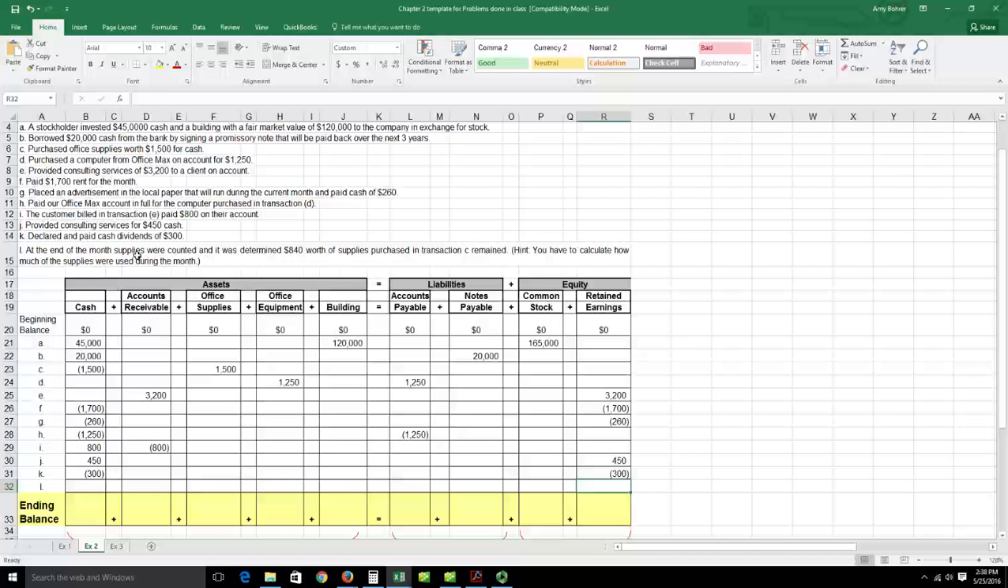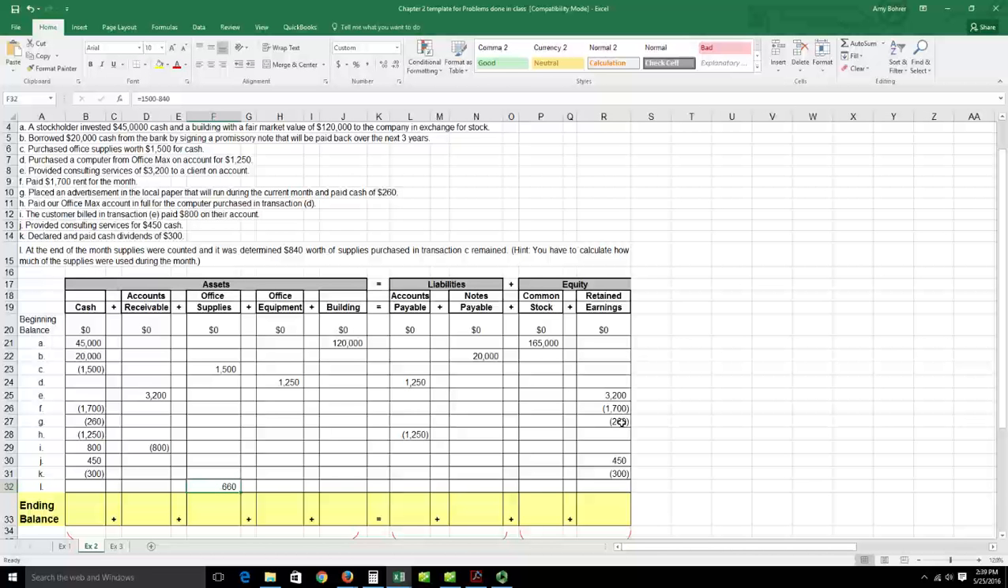And then the very last one says at the end of the month, supplies were counted, and it was determined that $850 worth of supplies purchased in transaction C remained. We purchased $1,500 of supplies in transaction C. Hint, you have to calculate how much of the supplies were used during the month. So it says we have $840 left. If we purchased $1,500 and we have $840 left, then we must have used $660, right? If I do a simple calculation right here, $1,500 is what we've purchased, and we have $840 left, then I must have used $660.